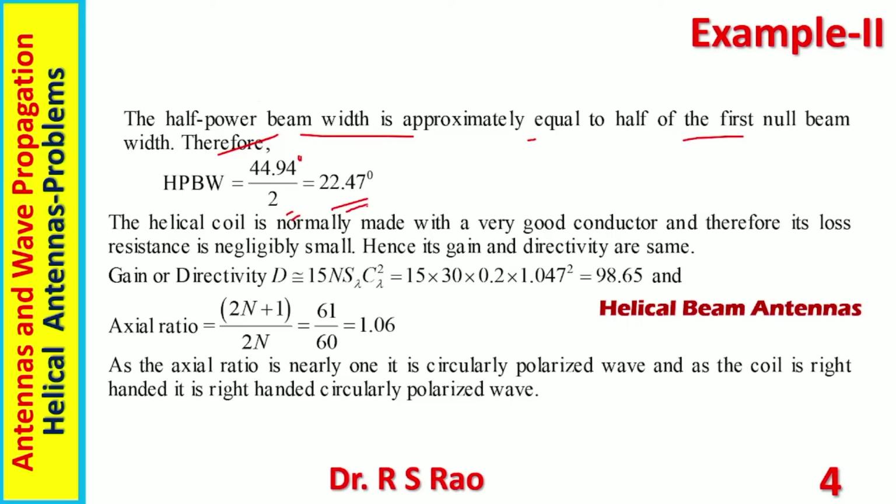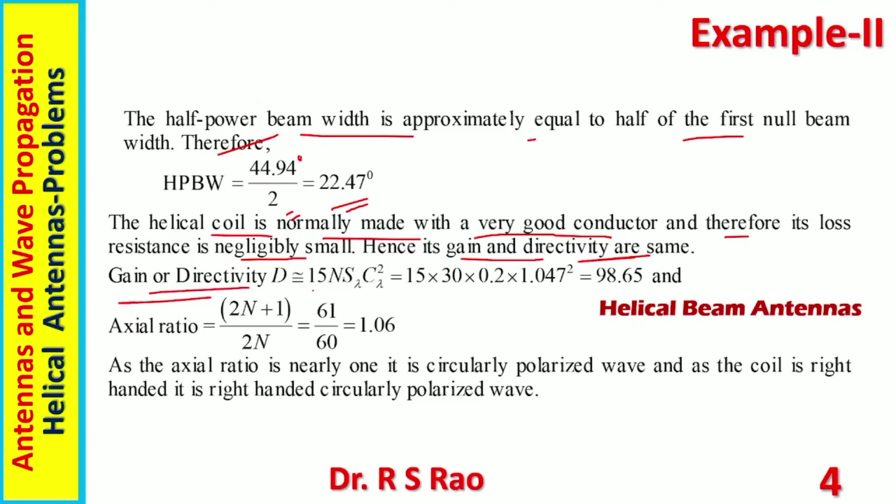It gives us half power beam width as 22.47 degrees. Helical coil is normally made with good conductor and therefore it's a lossless system. Loss resistance is negligibly small. Hence gain and directivity are same. This point we have already mentioned in the previous problem. So gain or directivity both are same.